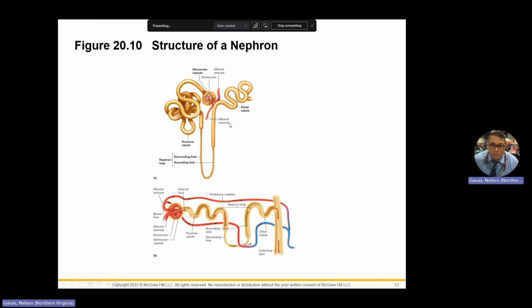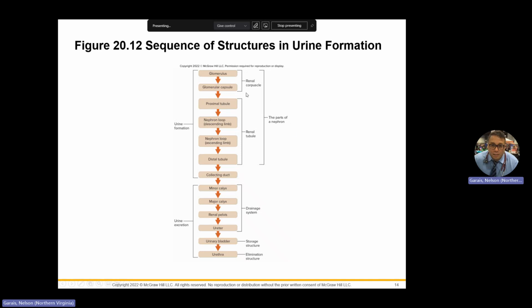Here's the proximal, here's the distal. That is where secretion and absorption happen. And here's a nice little thing that you really should not memorize.